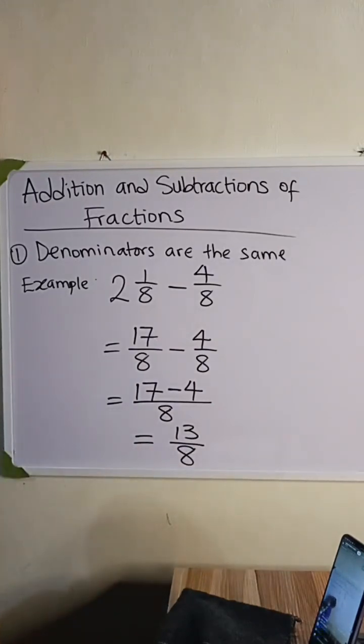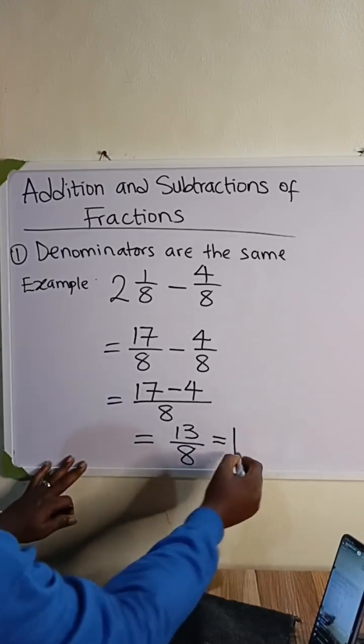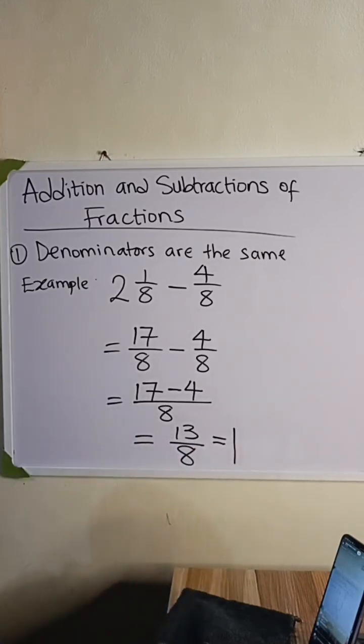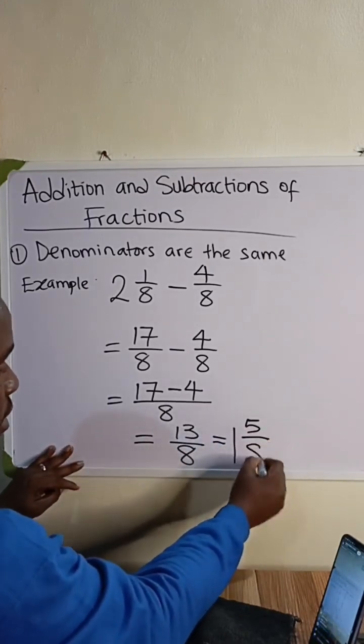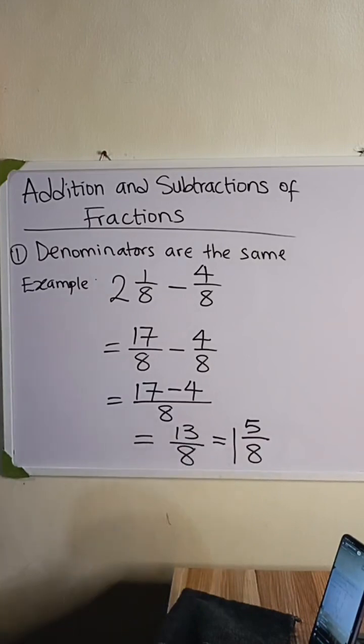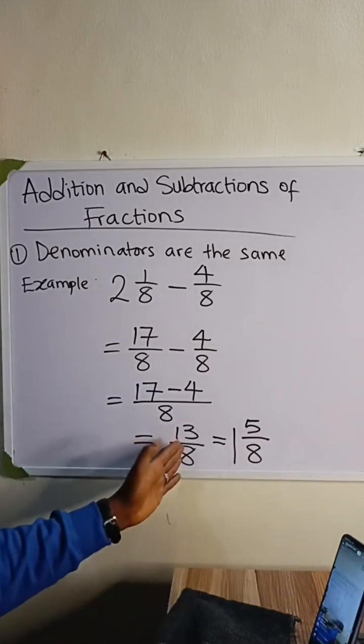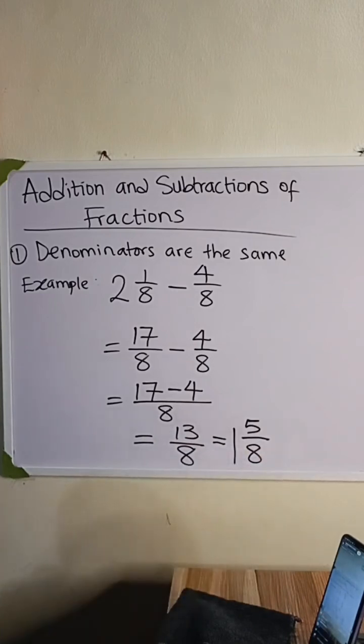But whenever you have your answer as an improper fraction, it is better to convert it to a mixed number. So 13 all over 8 is, how many times can we have 8 in 13? The answer is 1. So we have 1. And then when you take out 8 from 13, what is going to be left? The answer is 5. So we have 5 all over 8. We have also done this in our previous class, how to convert improper fraction to mixed fraction. The replay of that can be seen in my YouTube channel.